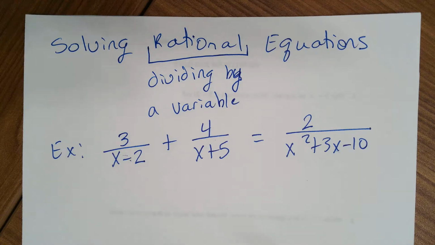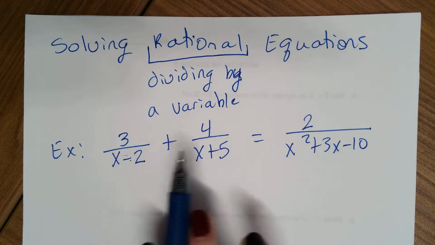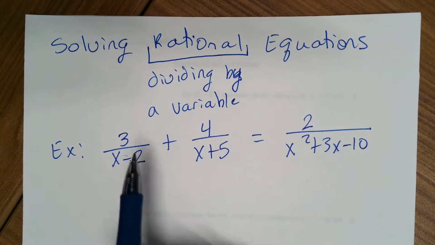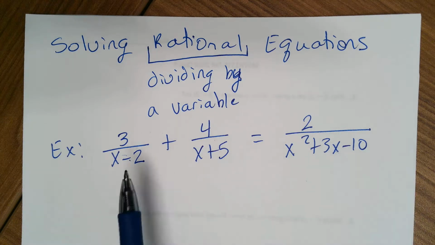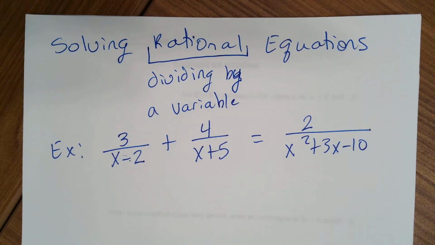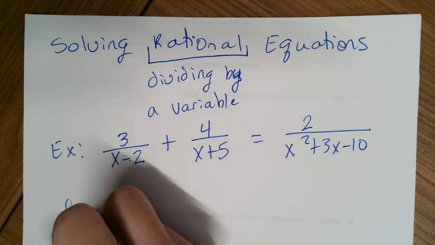So our plan, when we're solving a rational equation, is to find the common denominator and then multiply every term, every piece that's going to be separated by a plus sign, a minus sign, or the equal sign. So here we have three terms. Once we find our common denominator, we'll multiply all three terms by the common denominator and then solve the equation that results from it. So let's first look at how do I find the common denominator.